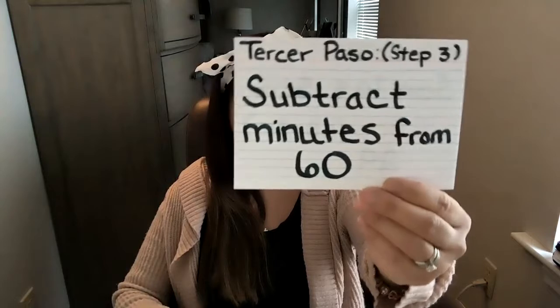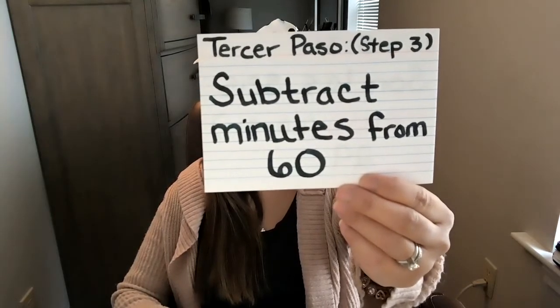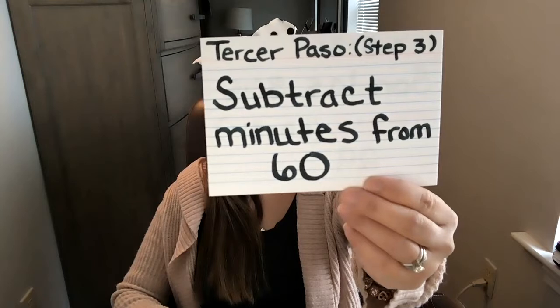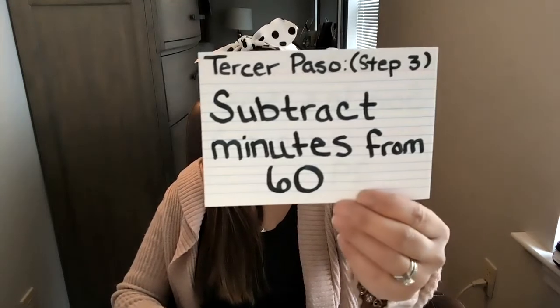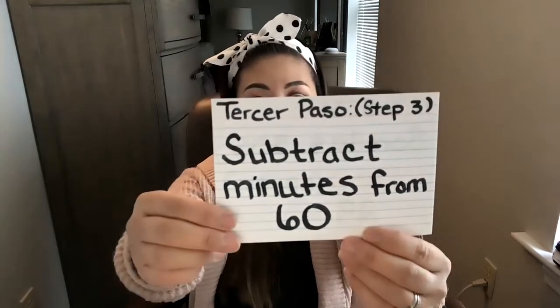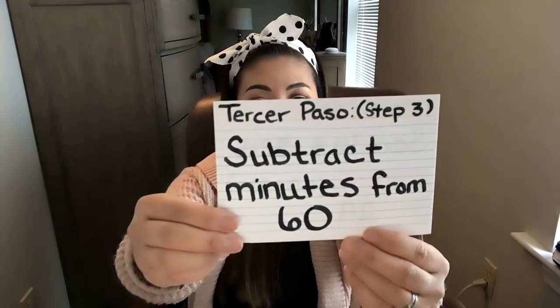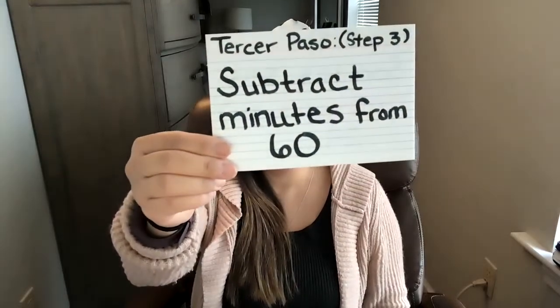And then we're almost there. Tercer paso. You're going to have to subtract the minutes from 60. Okay? So whatever you have in your minutes part of the digital time you're looking at, you are going to take that number and subtract from a full hour, which is 60 minutes.